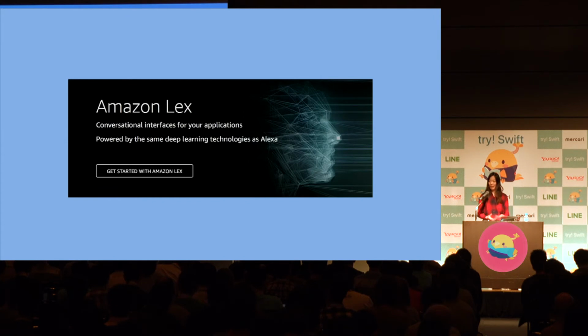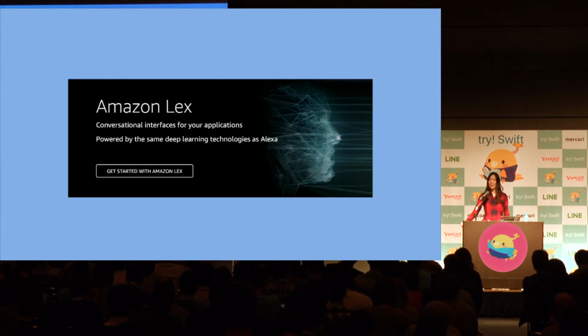Lex is a service by Amazon for building conversational interfaces into your apps with both voice and text. Lex has this nice web console that allows you to create bots that you can control from what's called an intent. So Lex is sort of one level of abstraction above the speech recognition API.